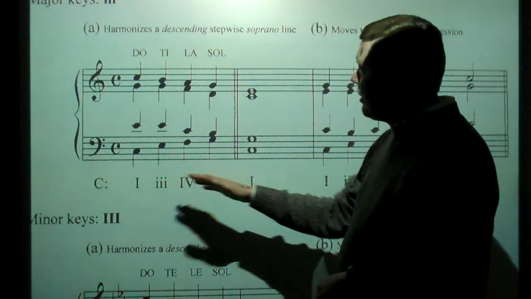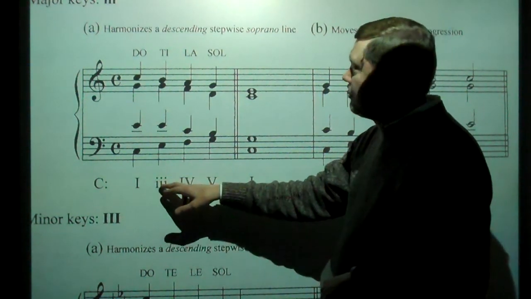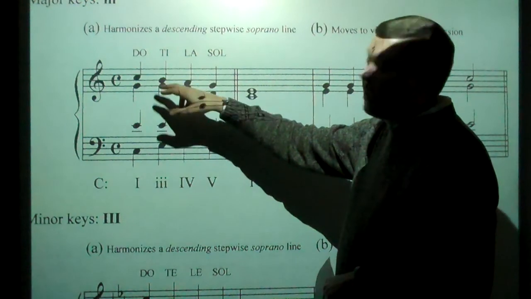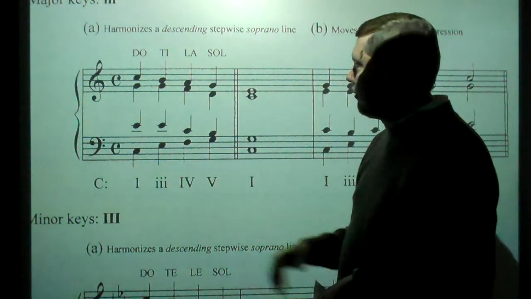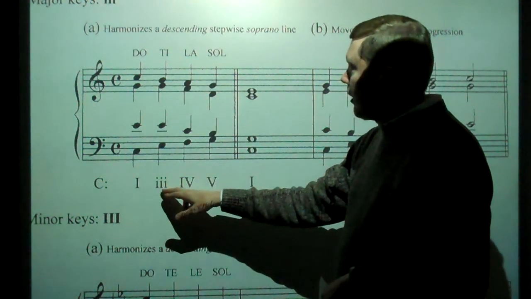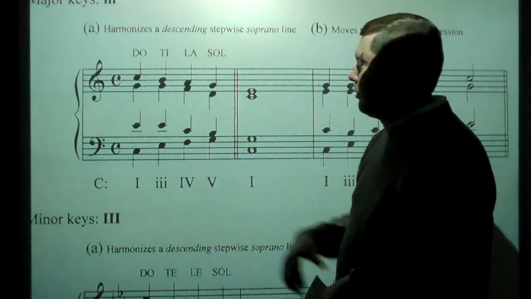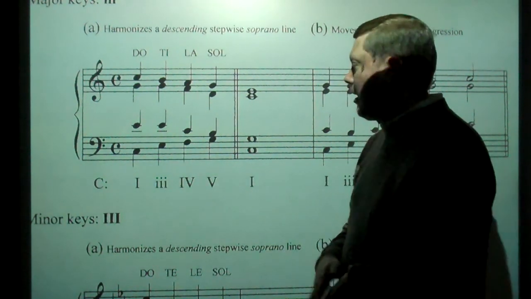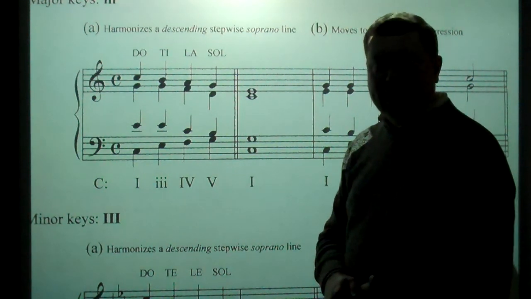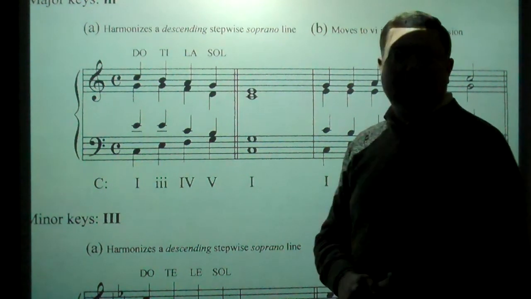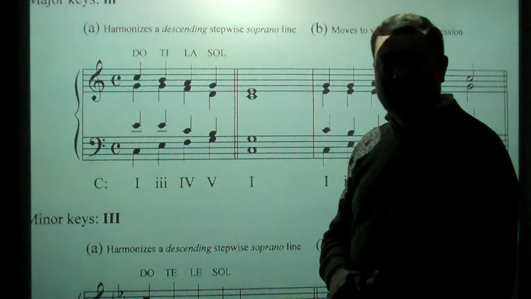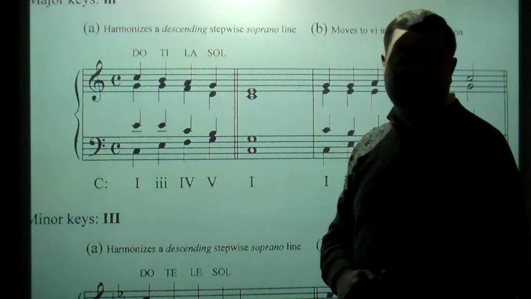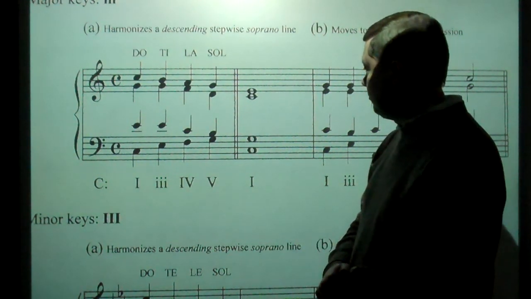Notice that in this progression here, as the 3 harmonizes Ti or scale degree 7 in the soprano voice, please note what it moves to. 3 in this case moves to a 4 chord. And as we know, the 4 chord is a regular predominant chord. So 3 is behaving just as it should in terms of the functions of the progression.